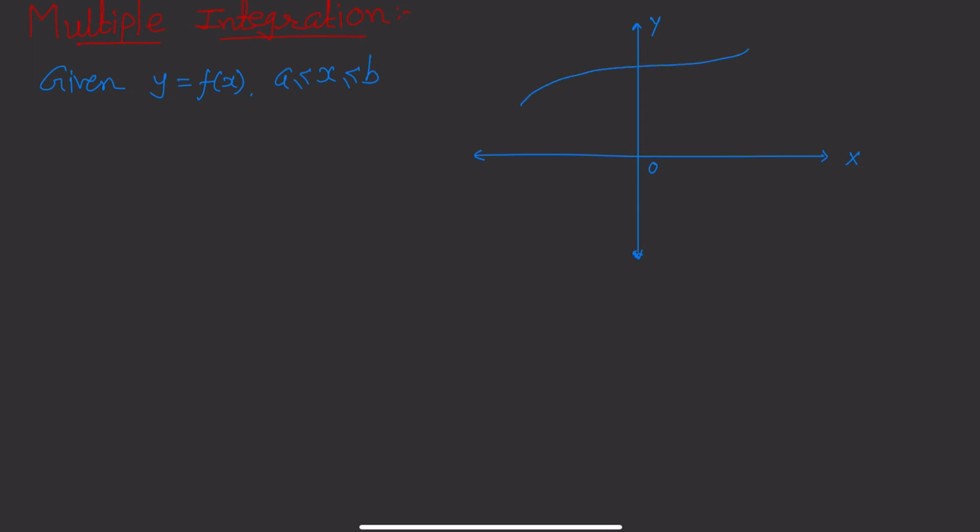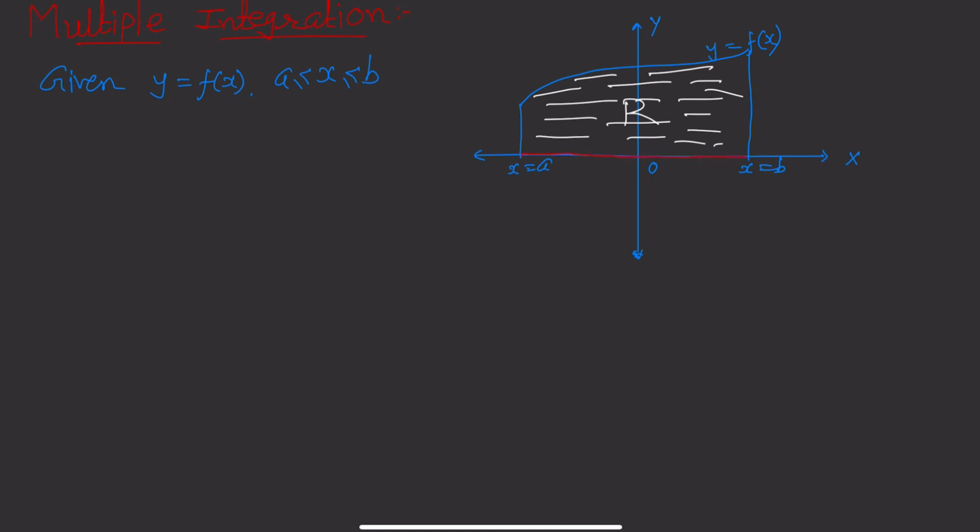Say this is the function y equal to f of x from x is equal to a to x is equal to b. What we are interested in is to find the area of this particular region R. So by the definition of integration, what we actually do is divide the domain x from a to b into, say, n equal parts.